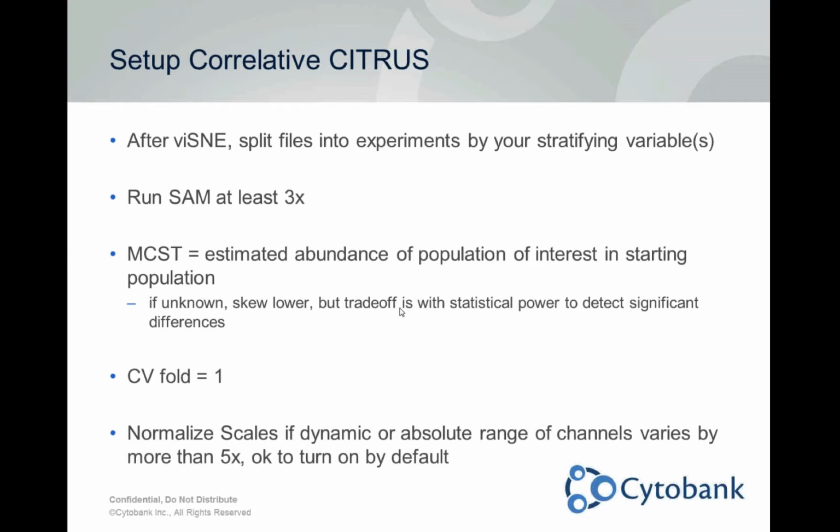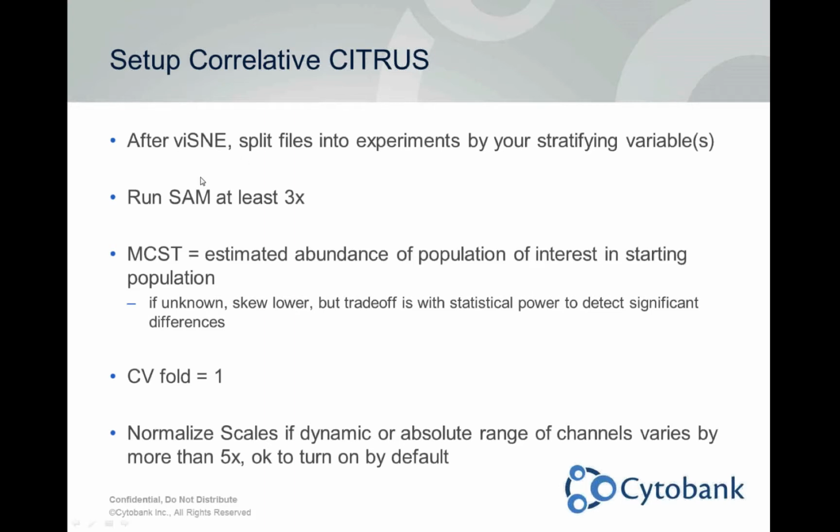So if you want to run Correlative Citrus after viSNE, split your files into experiments by your stratifying variables. This is what we talked about at the very beginning. Run viSNE on everything, and then split those files into those separate time points, into those experiments, and that's possible inside Cytobank. And then after you have everything split by stratifying variable, run SAM, which stands for Significance Analysis of Microarrays, but that statistical method has been adapted for use with proteomic and flow cytometry data.